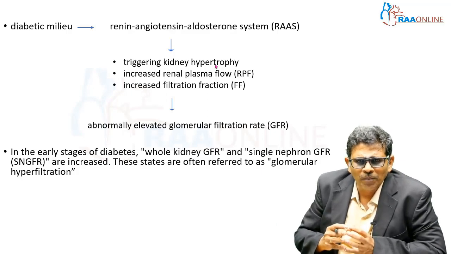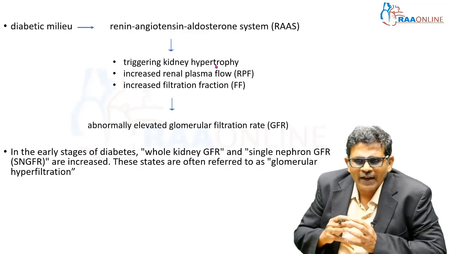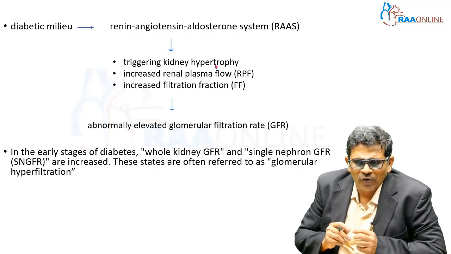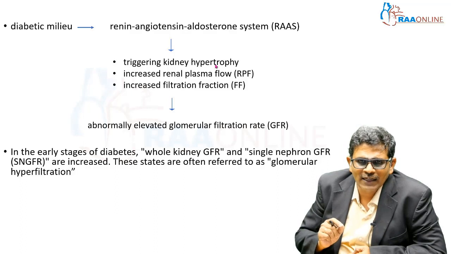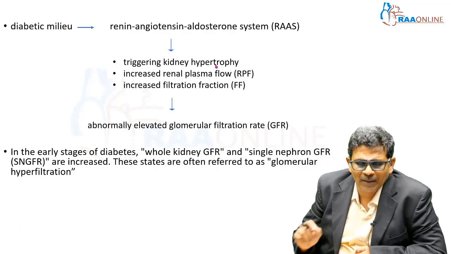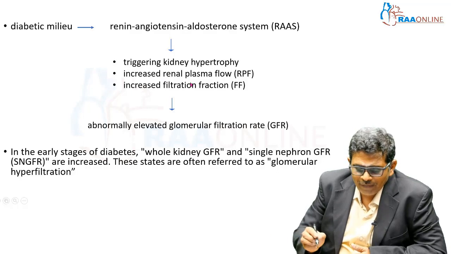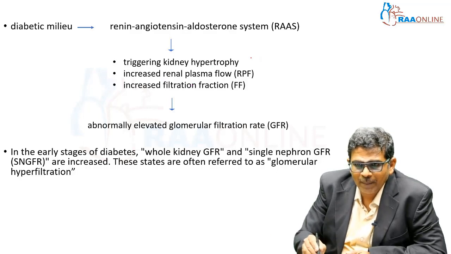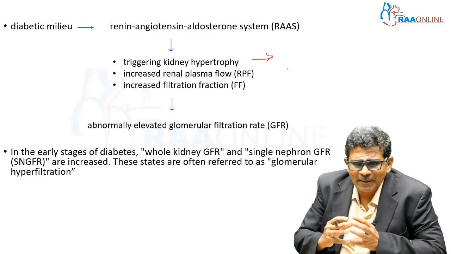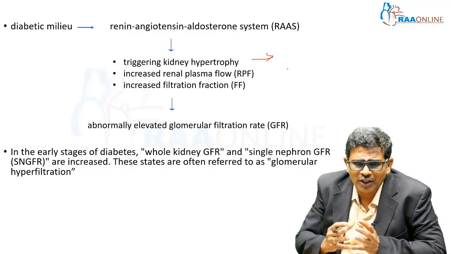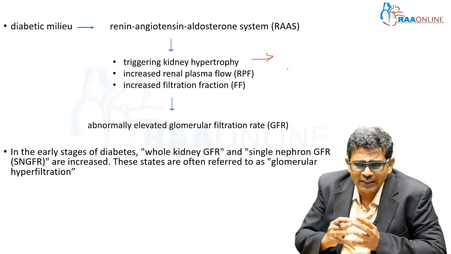The diabetic milieu per se stimulates or activates the renin-angiotensin-aldosterone system. We'll briefly see in a while how it does this. The activation of the renin-angiotensin-aldosterone pathway triggers kidney hypertrophy. It increases the renal plasma flow. It increases the filtration fraction also. Kidney hypertrophy is very important, because the initial kidney, especially in diabetics, becomes slightly enlarged. That is because of the activation of the renin, angiotensin, aldosterone system.